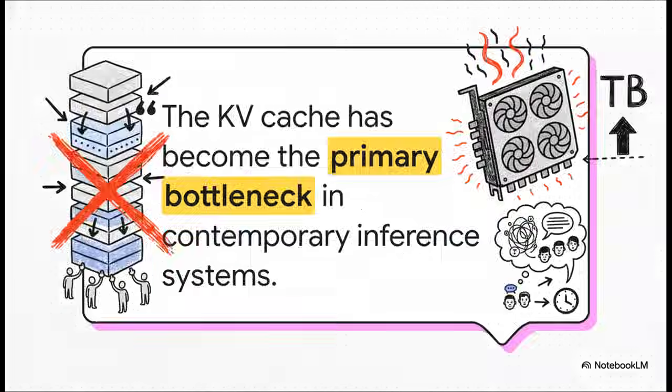a wall. And look, we're not talking about a minor inconvenience here. As this quote spells out, this memory wall is now the central challenge. In systems with high demand, this cache can balloon to terabytes in size, and that can easily overwhelm even the most powerful GPUs. It's what limits how many people can use an AI at once and just how long and complex our conversations can really get.